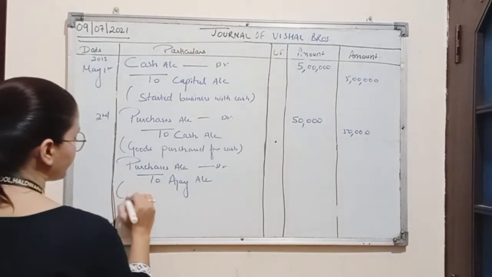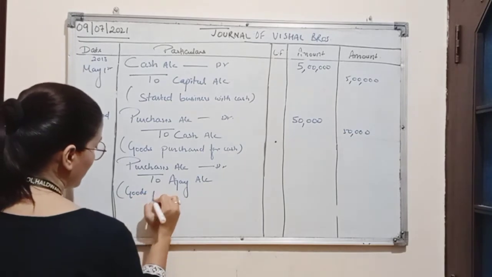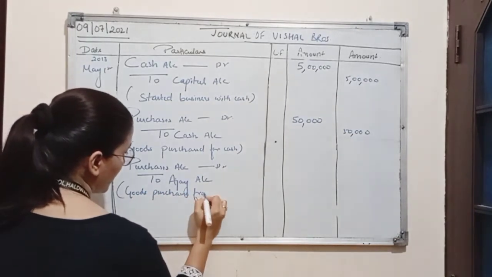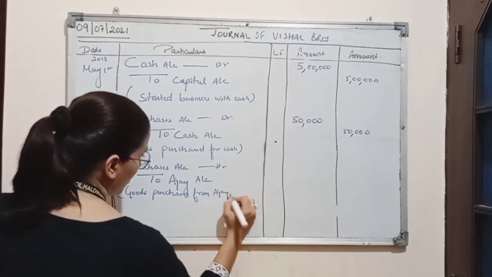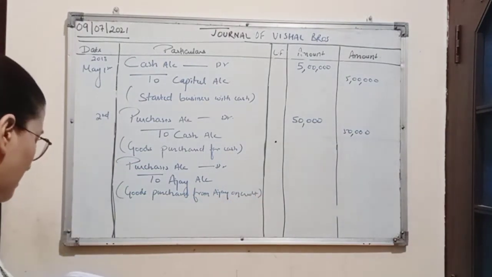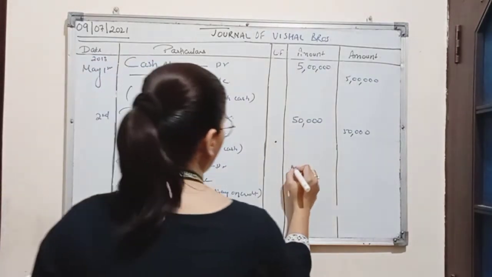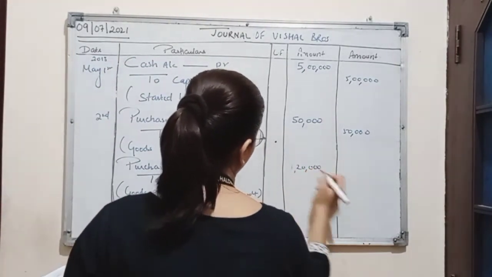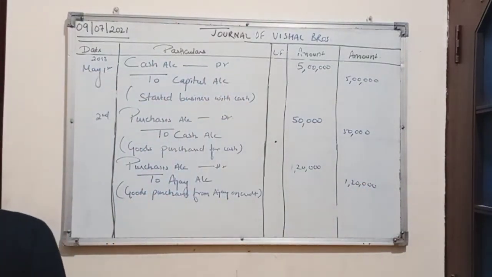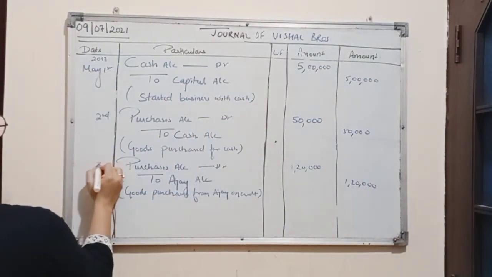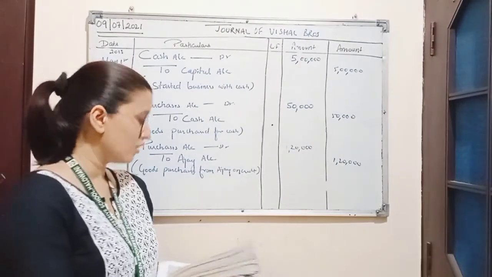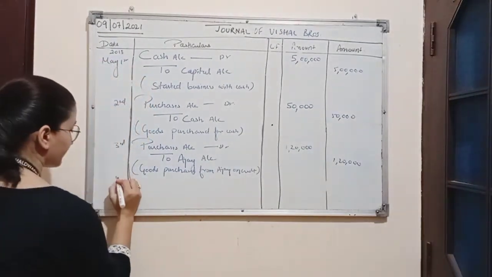Narration will be: goods purchased from Ajay on credit, and the amount is rupees 1,20,000. Date for this transaction is 3rd May. Now the next transaction is on 4th May.